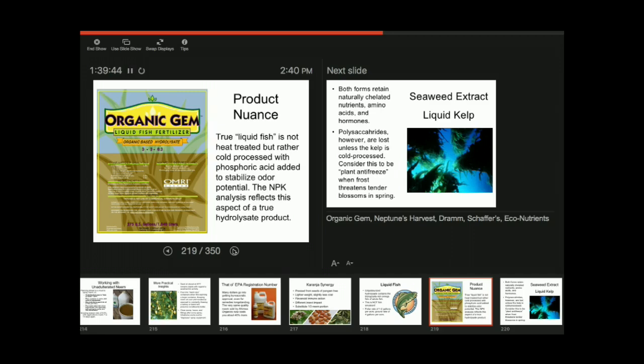So names like Organic Gem, Neptune's Harvest, Dram, which is out of Michigan, Schaefer's Fishery, which is out of Illinois. In the case of Schaefer's and Dram, the primary fish that they're using is Asian carp, which we want to keep out of the Great Lakes because it'll destroy the Great Lake ecology. So you may not be into this mass processing of fish, but it's often a fish that's caught up in some other aspect of protecting the environment. So for me, it's an important resource.